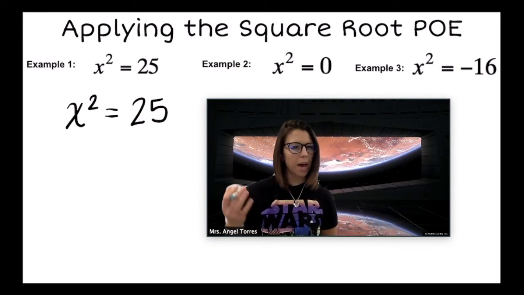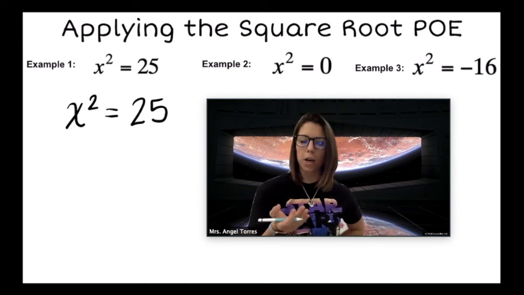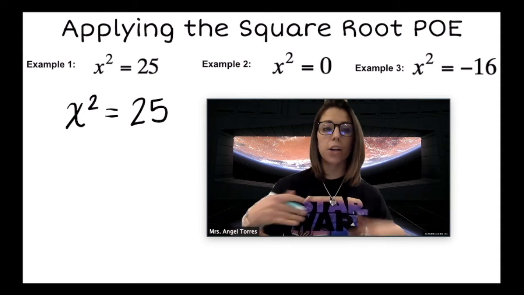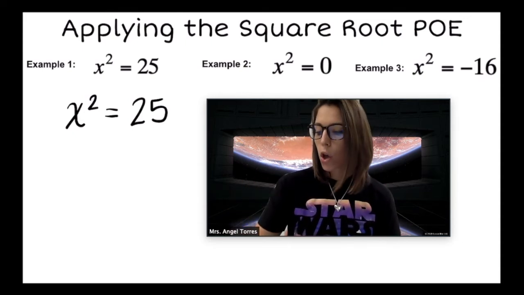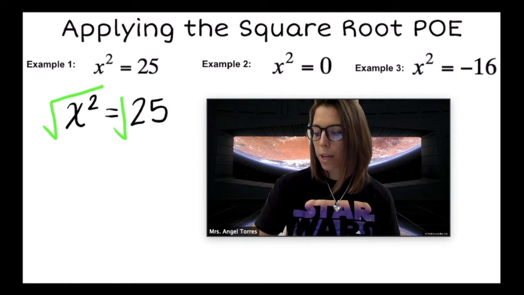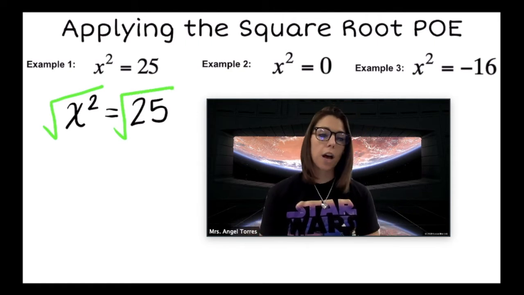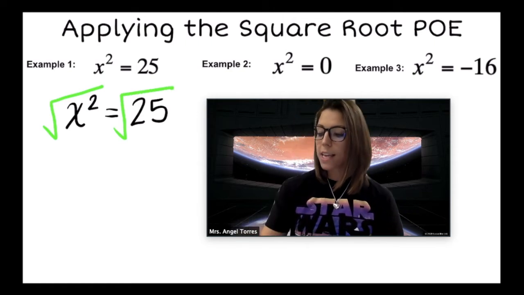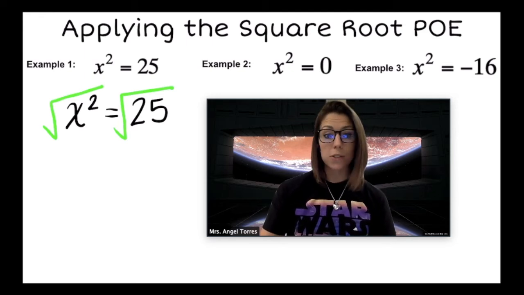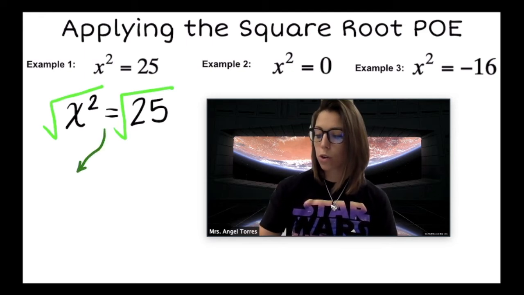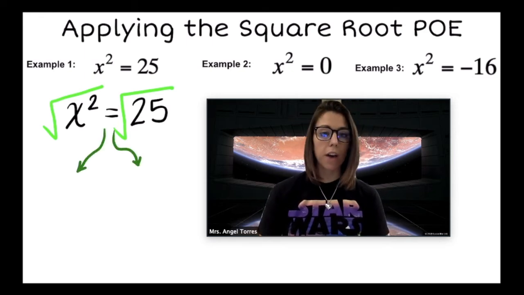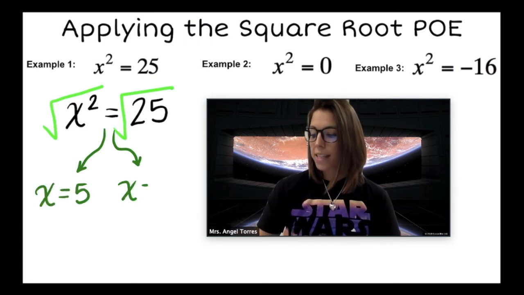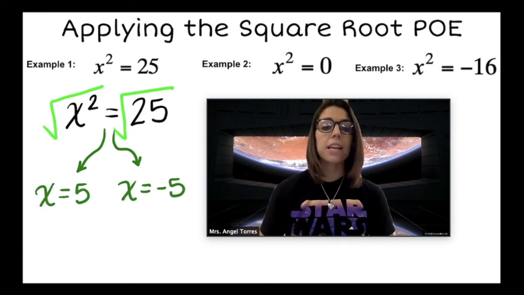Some of you might already be able to use mental math to know what number you square to get 25. But mathematically, to isolate x here and to undo the square, we would apply the square root property of equality and take the square root of both sides. However, if you recall, this is not just going to produce one solution, because there are two square roots of 25. X in this case can equal 5, but x can also equal -5.